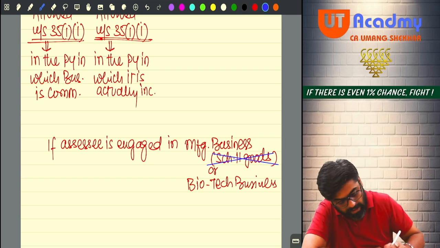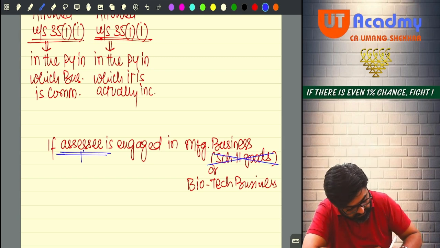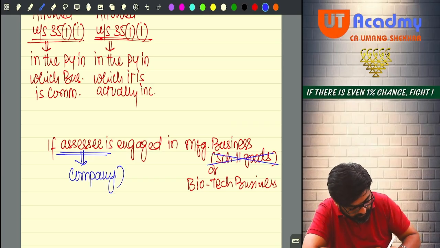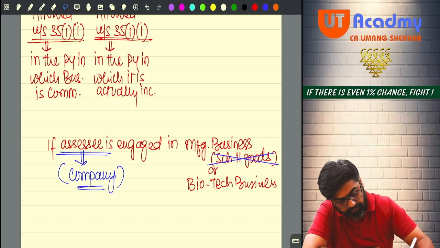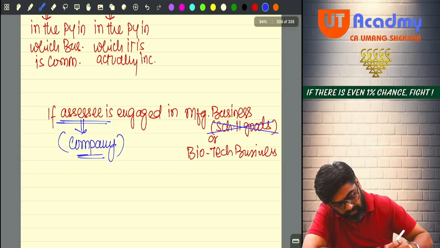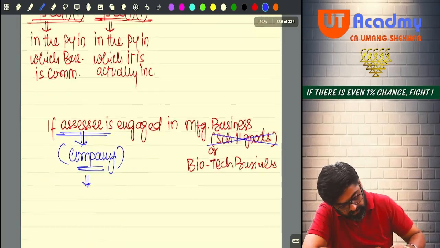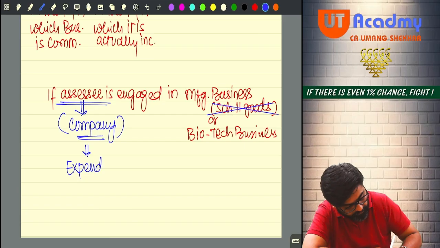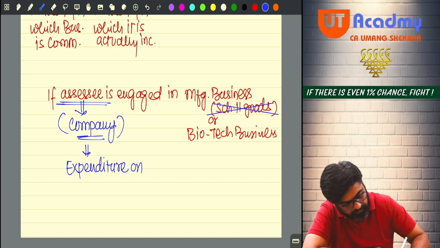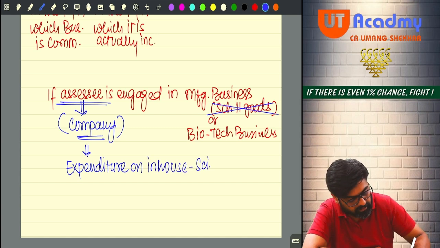Okay. And this assessee must also be a company. This assessee must also be a company. Then, even this company which has incurred expenditure on in-house scientific research.